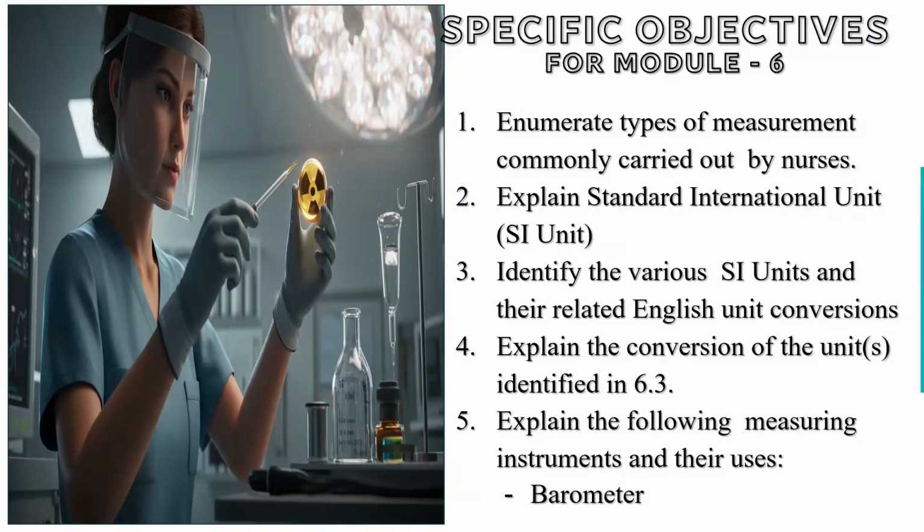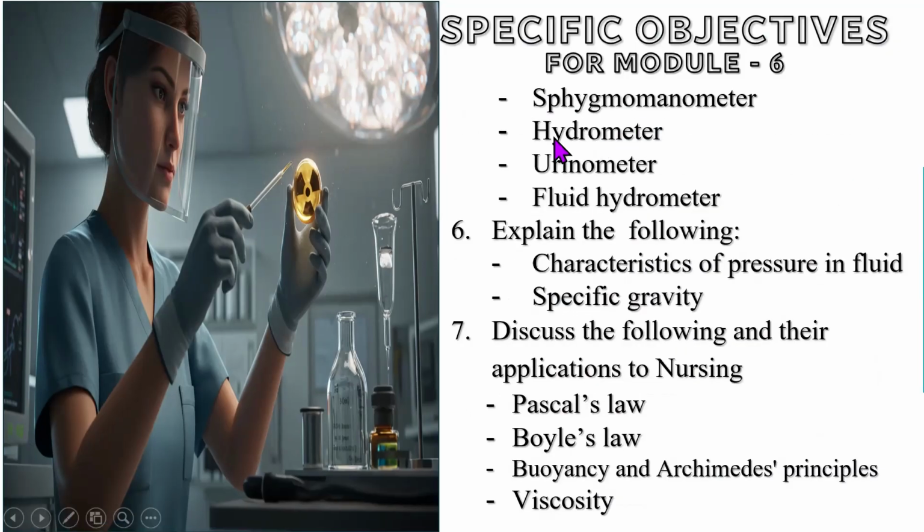The specific objectives for Module 6 are as follows. 1. Enumerate types of measurements commonly carried out by nurses. 2. Explain standard international units, that's SI units. 3. Identify the various SI units and their related English unit conversions. 4. Explain the conversion of the units identified in 3 above. 5. Explain the following measuring instruments and their uses: the barometer, the sphygmomanometer, the hydrometer, and the urinometer, and of course the fluid hydrometer.